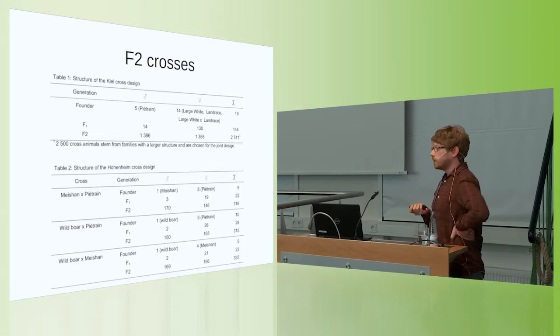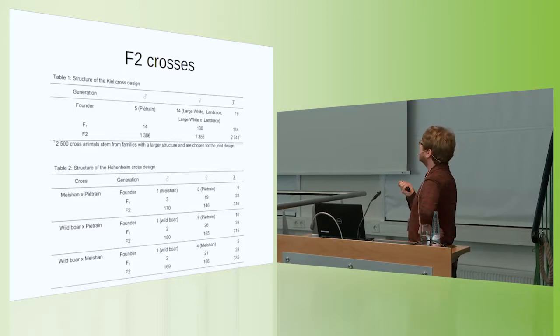The crosses on which this project is based: one is from Kiel, where 5 Piedrin pigs were crossed with large white and landrace pigs. The 3 Kiel crosses are crosses of Maishan and Piedrin pigs, wild boar and Piedrin pigs, and wild boar and Maishan pigs.